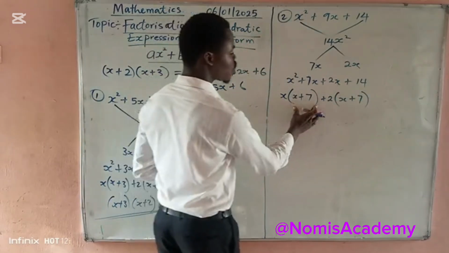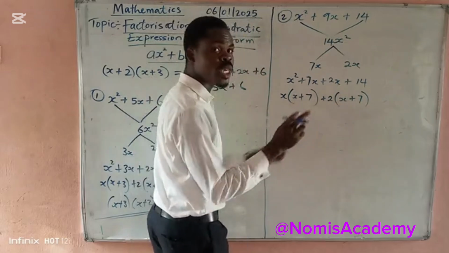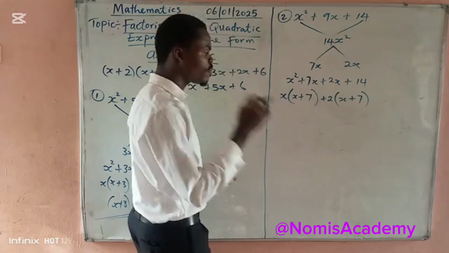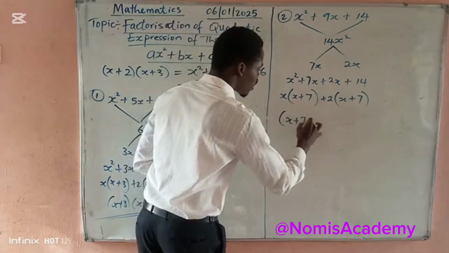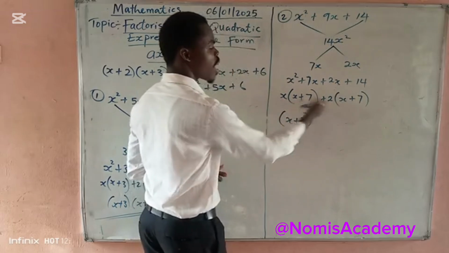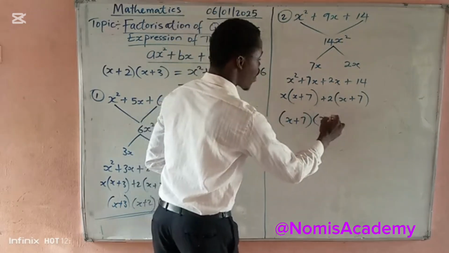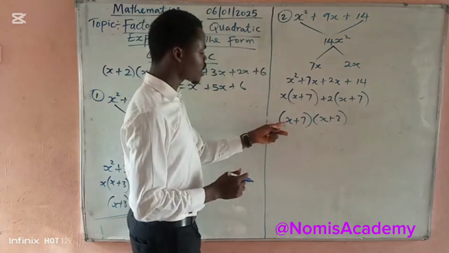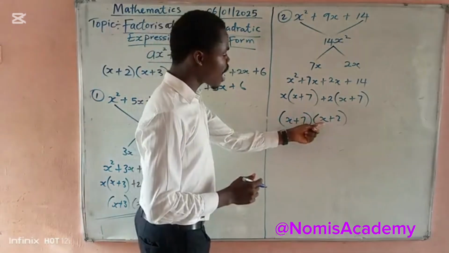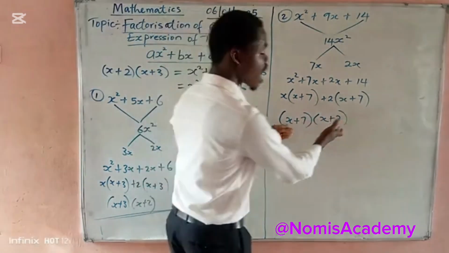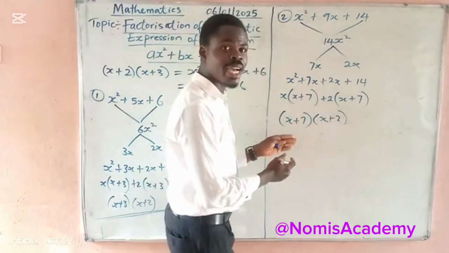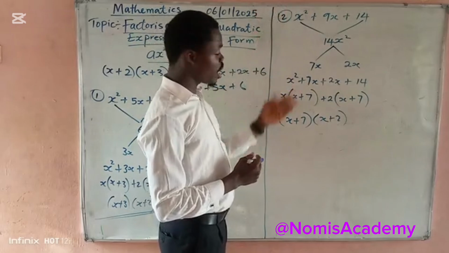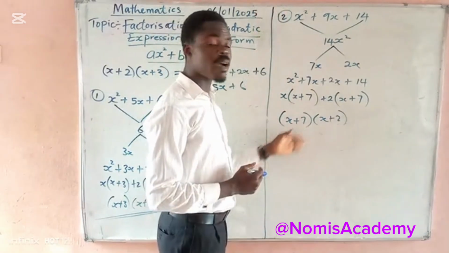Now you can see that these two linear factors are the same. So we can now pick one as a way of factorizing. We pick out the common factor, which is x plus 7. And then what do we have outside? We have x plus 2. X plus 7 and x plus 2. These are the product of two linear factors. So the solution of this quadratic expression is the product of these two linear factors.